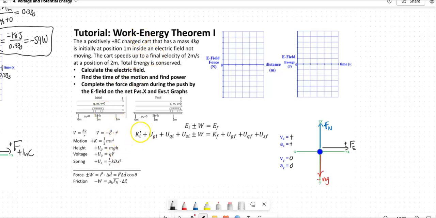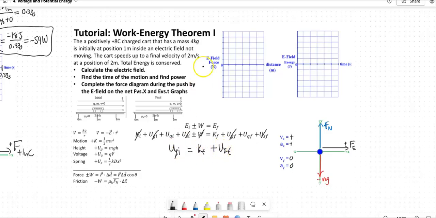Now, in the beginning, it's not moving. Its height is 0. It does have a voltage working on it. There are no springs touching it. In the end, it is moving. Its height is still 0. There are no springs touching it, and it's got a voltage acting on it in the end. We do also know there is no work present. So what we have is U sub qi equals K final plus U sub qf.